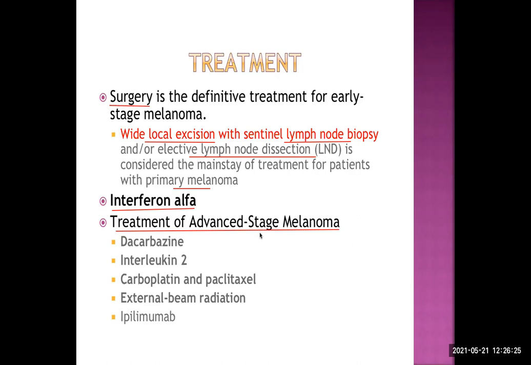So during this type of condition, we can use chemotherapy like dacarbazine, interleukin-2, carboplatin, and paclitaxel, external beam irradiation. This is a type of radiation therapy, and even ipilimumab. This is a monoclonal antibody type of therapy. So these are some advanced treatments done for advanced systemic melanoma.